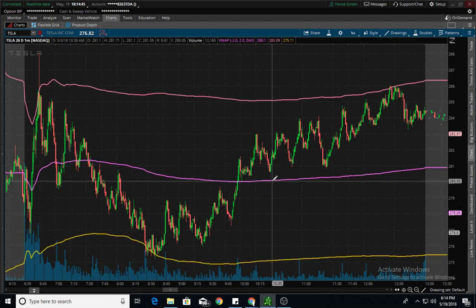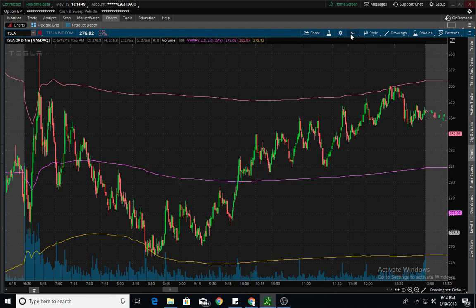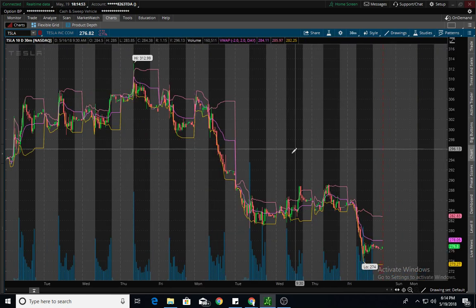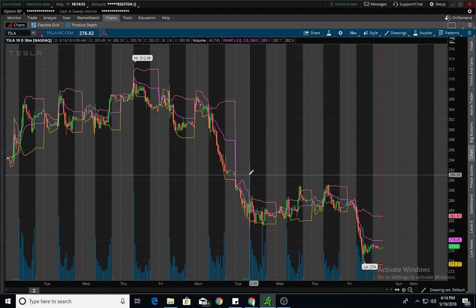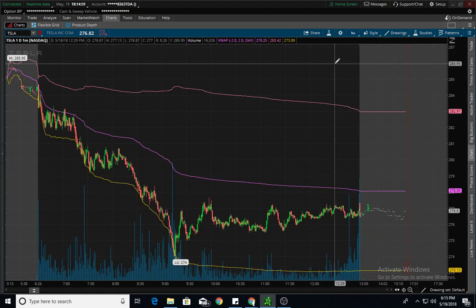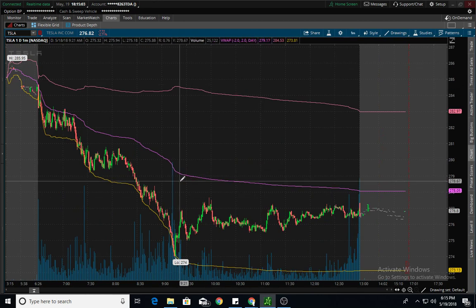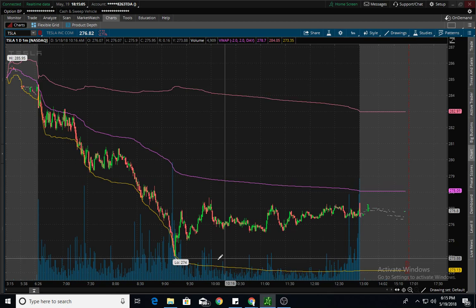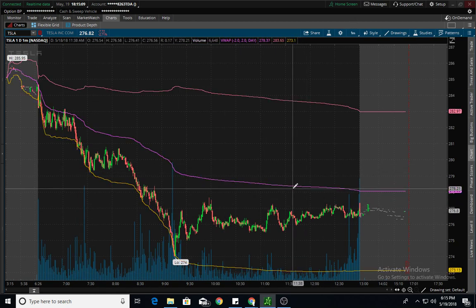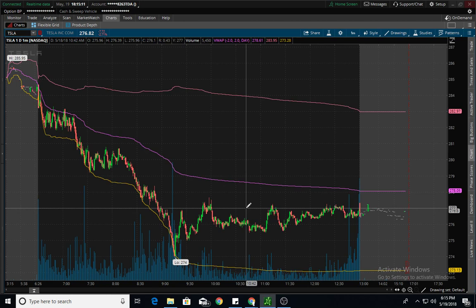And the VWAP is only used for intraday trades. You can't really use the VWAP for swing trading. It's just intraday. So if you're interested in day trading, if you've got the time to day trade, then you would want to use the VWAP because it'll really help you out with figuring out supports and resistances.